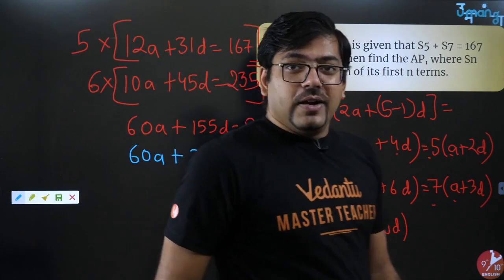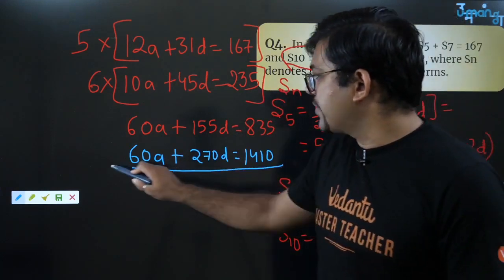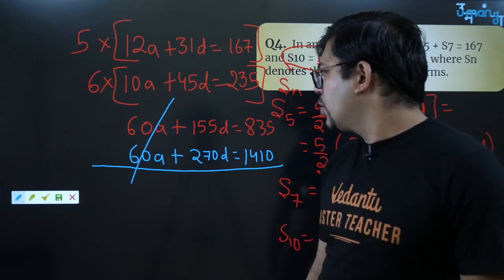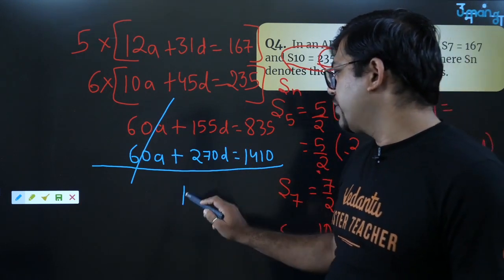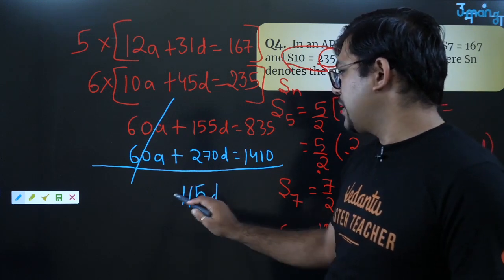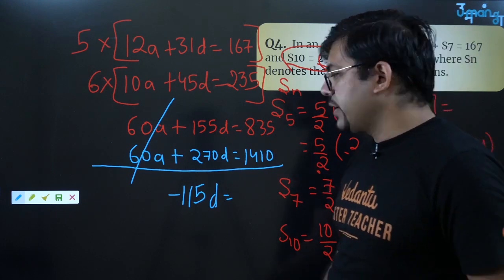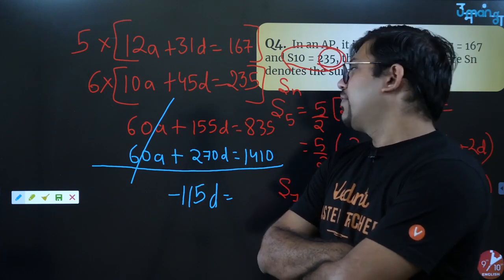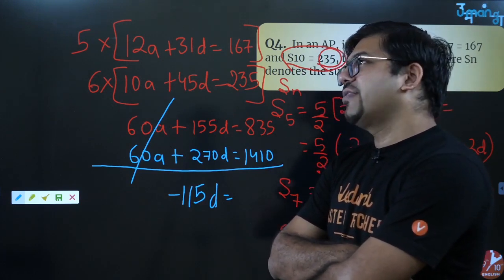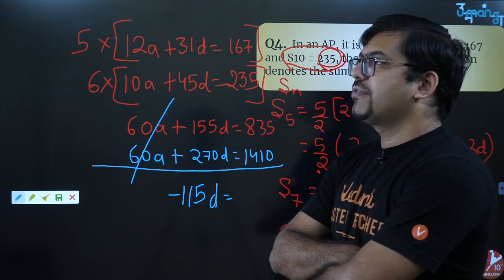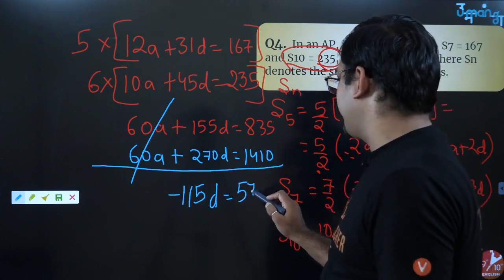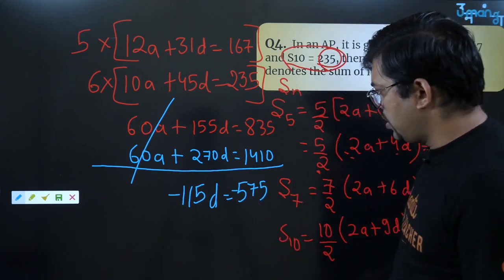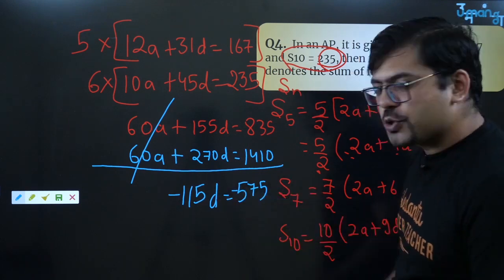So okay, we got this much. Now what we have to do? We have to subtract. 155 minus 270, that should be minus 115d, and is equals to, if you subtract, 835 minus 1410, so that is minus 575. Maybe right, maybe wrong. Okay, yeah, it's right. So minus 115d is equals to minus 575.